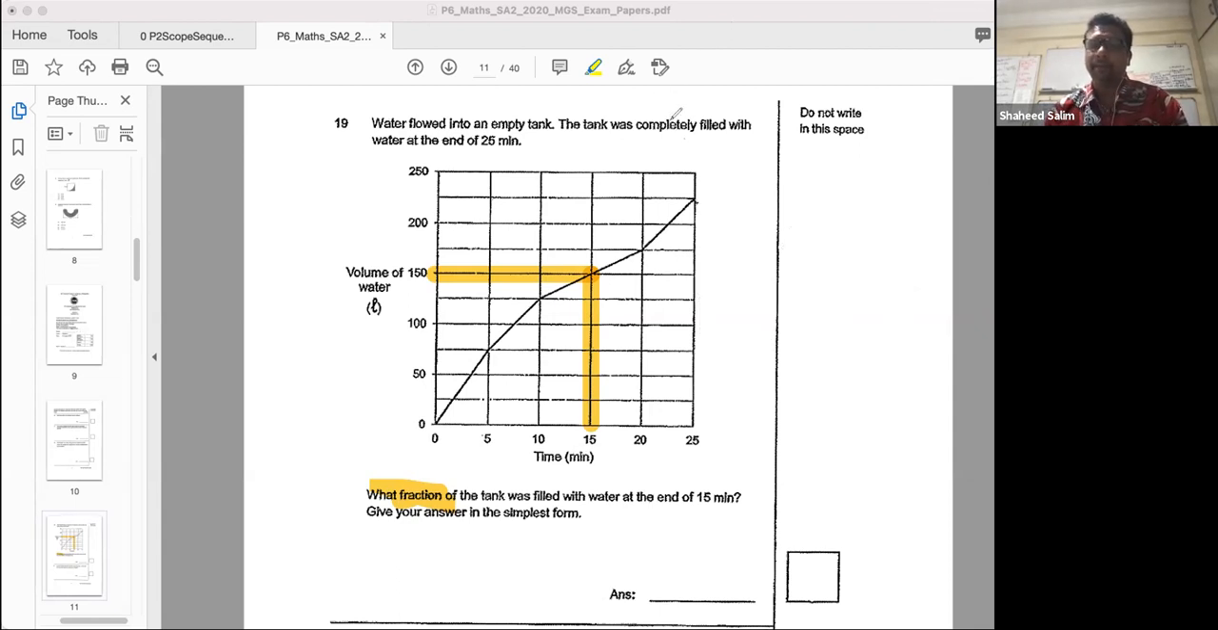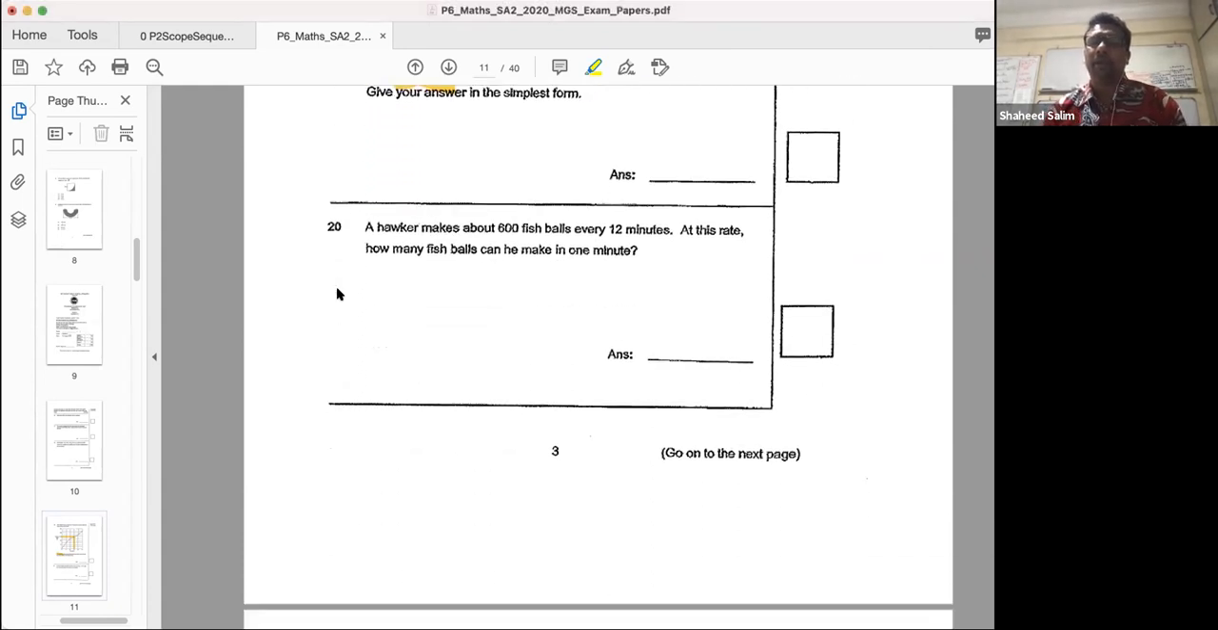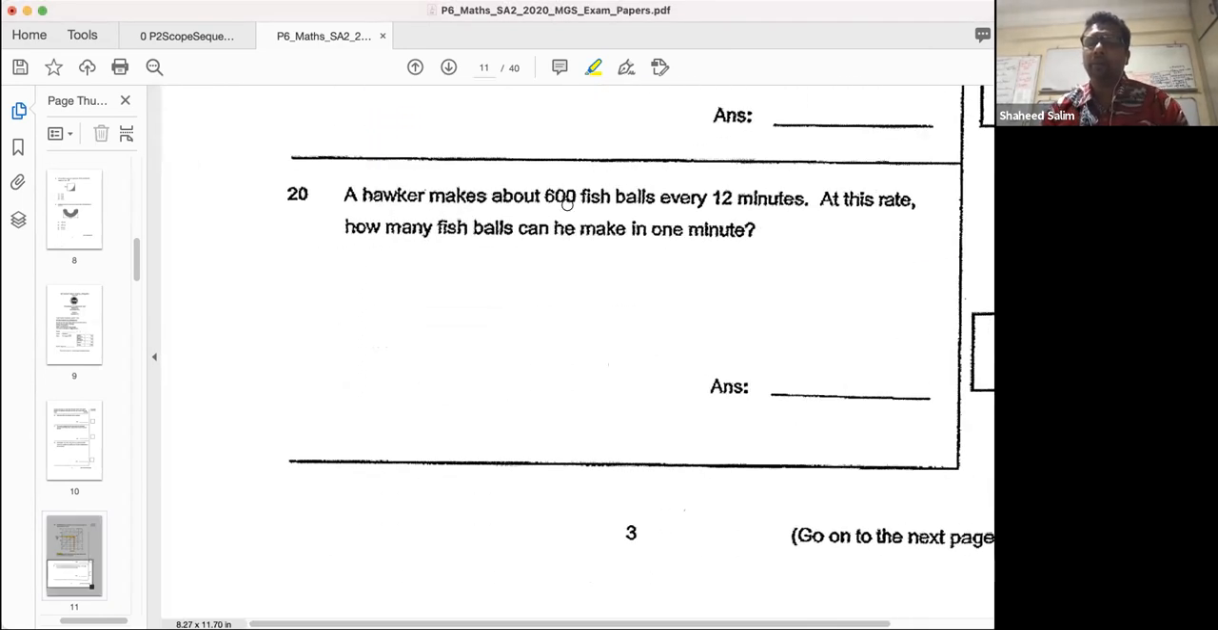Shakil, come back. Shakil. Are you there, Shakil? Come, you try this one now. Ini, bola ikan. But dealing with rate.